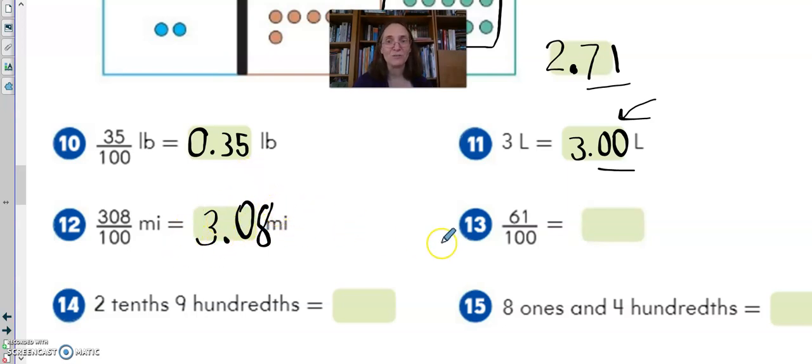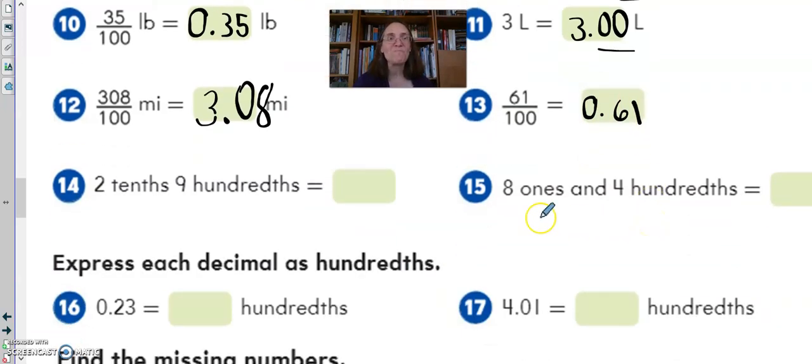3 and 8 hundredths. 61 hundredths in a fraction here. Well, no single ones because it's not an improper fraction. There's my decimal point. And if I just put my 61 right there, bam, already 61 hundredths. Ooh, look, some word form.